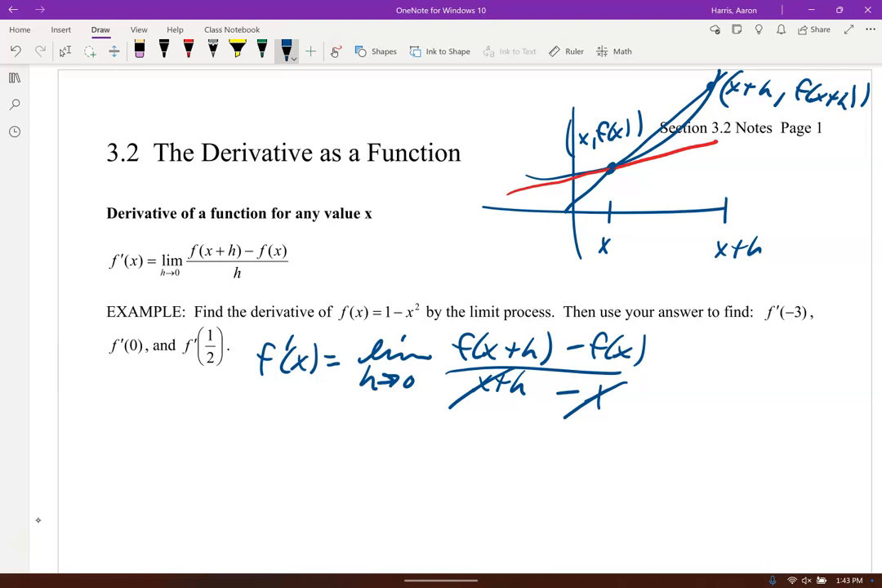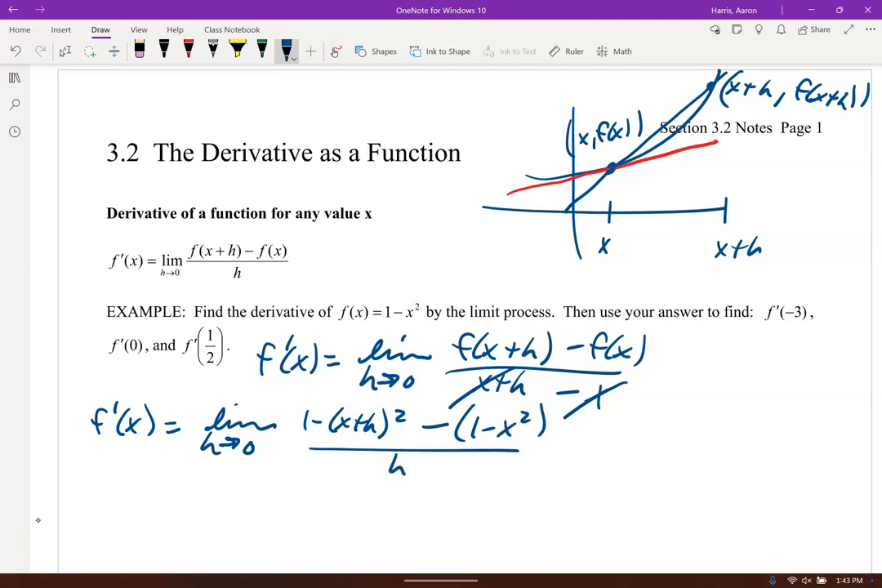So let's go ahead and do it again here. We'll do it for 1 minus x squared. So let's find f prime of x. And then we're going to find the slope of the tangent at a few different points, since we have this derivative function. So limit h goes to 0, f of x plus h. So in this case, it's 1 minus x plus h squared minus the original function, 1 minus x squared, all over h.